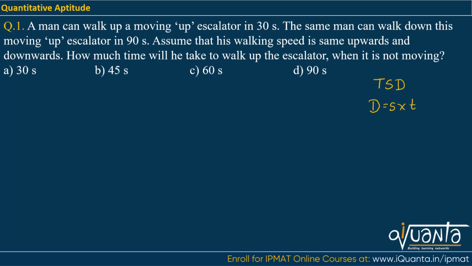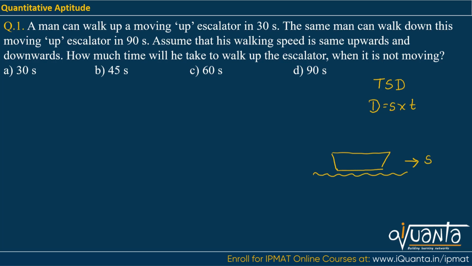Now when we talk about escalators, the concept of escalators is exactly similar to that of boats and streams. Now, what are the basics of boats and streams? Basically, we have a flowing stream and there is a boat which is flowing on that stream. Now, stream flows in a particular direction, so speed of the stream will be taken as S. But when we talk about the boat, it can either move in the direction of stream or it can travel in the opposite direction to that of the stream.